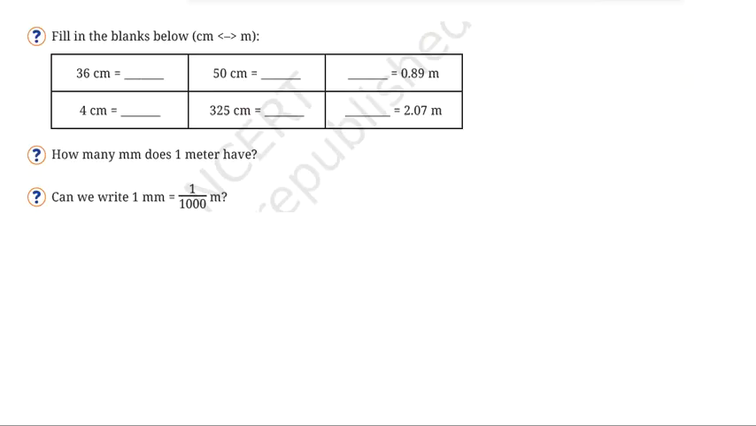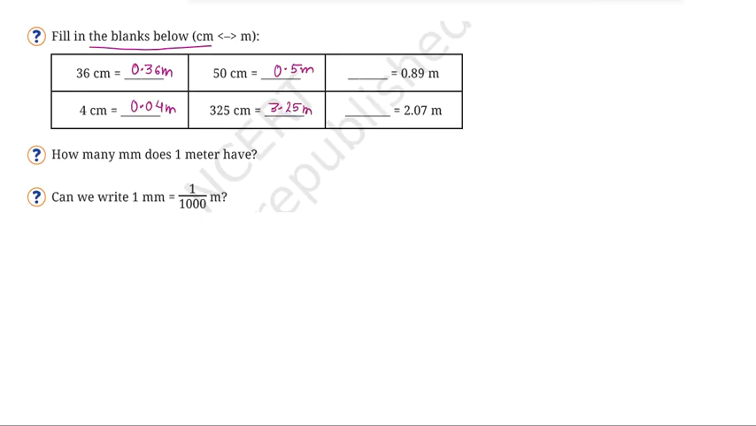So again we get the questions like fill in the blanks below. So we have to convert centimeters to meters. So 36 centimeters को अगर meters में convert करना है, you divide it by 100 and you will get 0.36 meters. 4 centimeters को भी आपको meters में convert करना है, so you are going to divide it by 100. So you will get 0.04 meters. 50 centimeters will be 0.5 meters. 325 centimeters will be 3.25 meters.